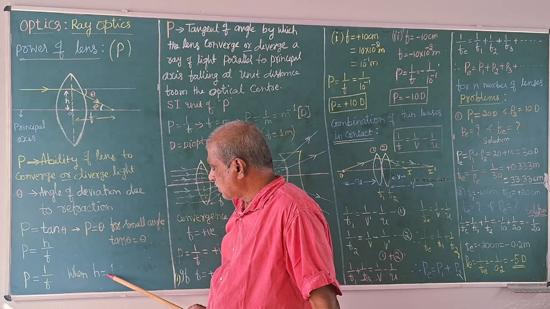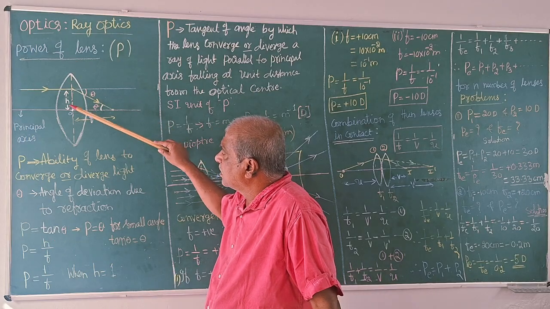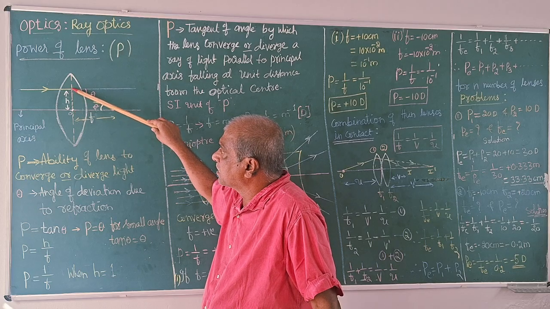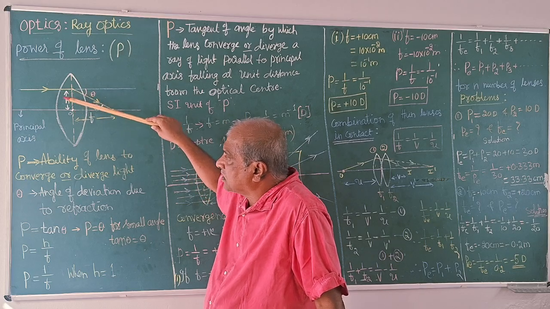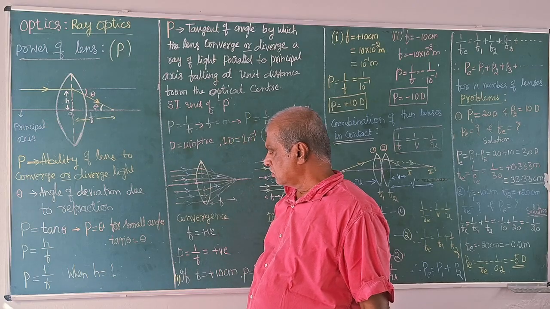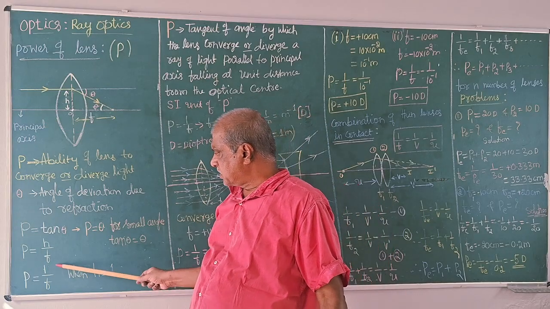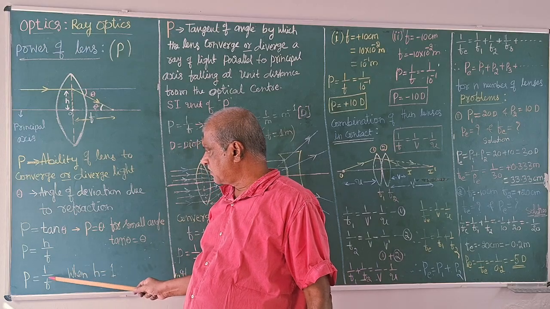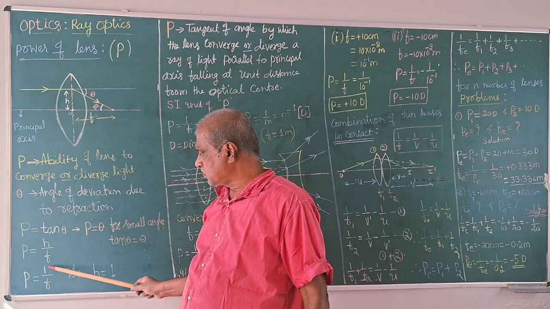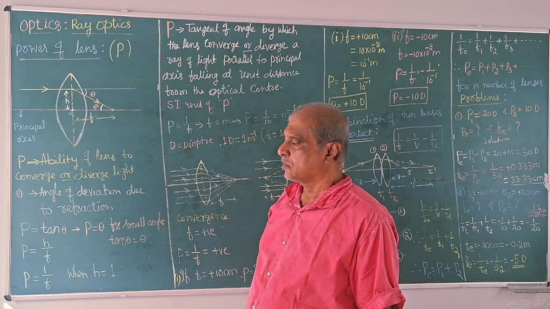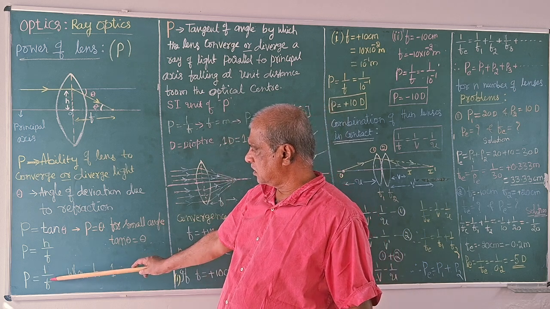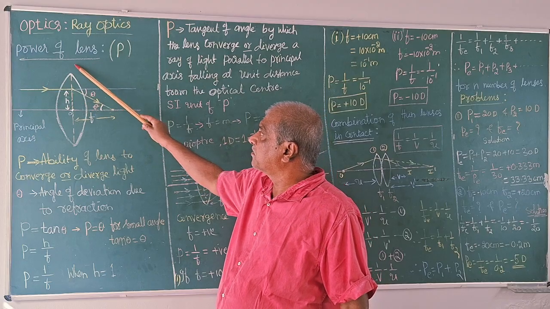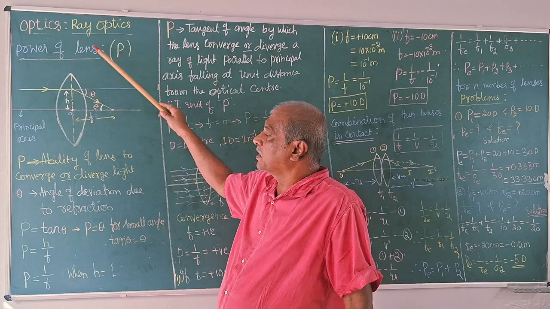Put h equals 1. There is a distance between the optical center and where the incident ray is falling here. That is h unit distance of separation. Then finally the equation takes, tan theta is equal to 1 by f. So tan theta equals 1 by f, or P equals 1 by f. Using this equation and looking at this geometry, we can now easily define what is the power of lens.